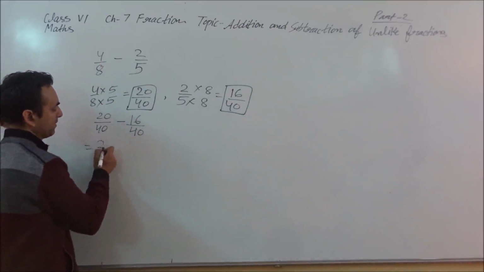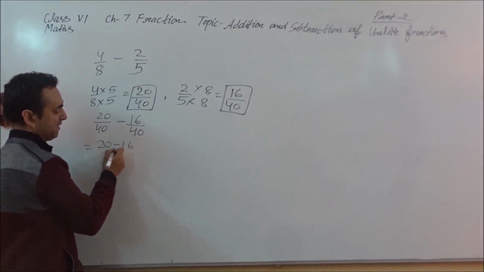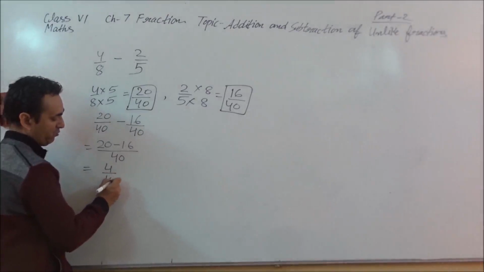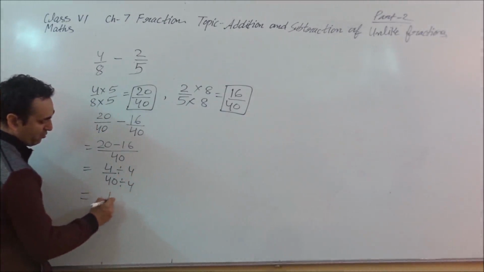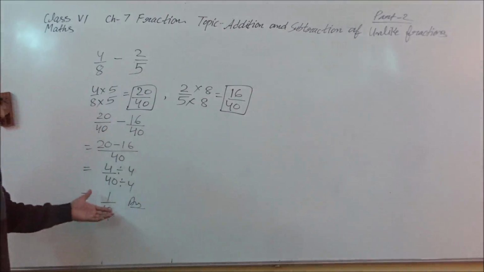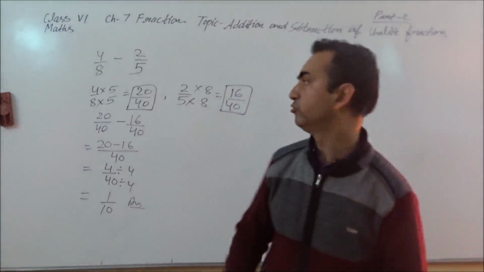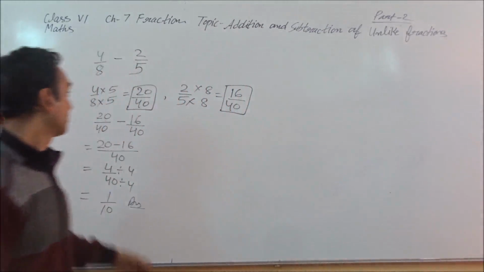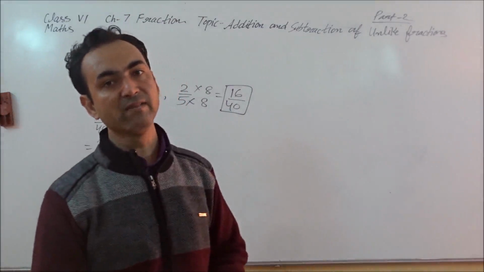Now unlike fractions become like fractions, 20 minus 16 upon 40. 20 minus 16 is 4 upon 40. This can be simplified by dividing by the common factor 4. 4 ones are 4, 4 tens are 40. So 1 upon 10 is the answer of this subtraction. You can see that we just use only the minus sign. The method is the same as we use in addition. So this topic, addition and subtraction of unlike fractions, is complete.